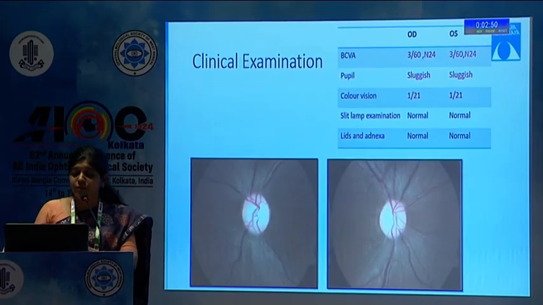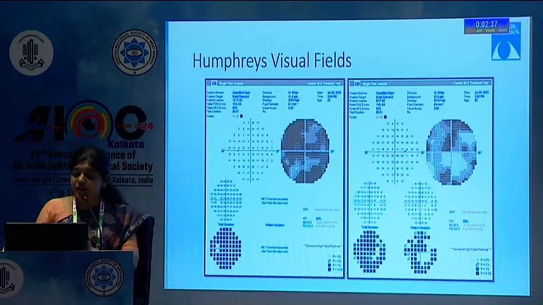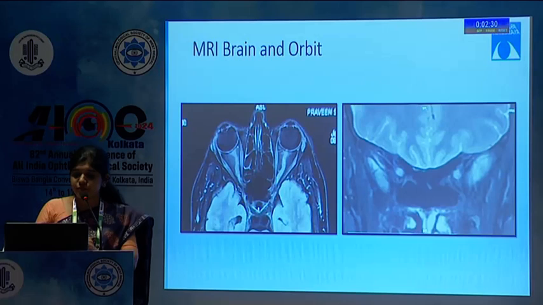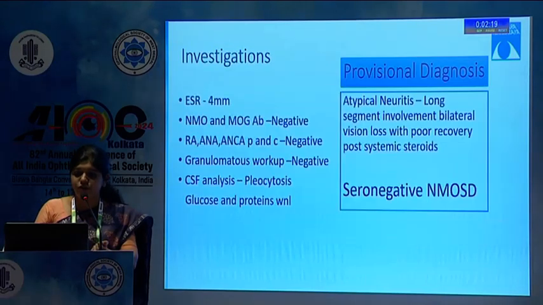The vision on presentation was 3/60 and 2/60 in both the eyes. Pupils were sluggish. Color vision was impaired in both the eyes. Slit lamp and adnexa were normal. And this is the disc photograph, which showed mild pallor in both the eyes. The fields in the right eye were central with a few scattered defects, a non-specific pattern. The left eye was constricted. And this is the MRI image of the patient. The patient had intraorbital, orbital apex, and chiasmal nerve thickening and signal change in the nerve, so we suspected bilateral optic neuritis.